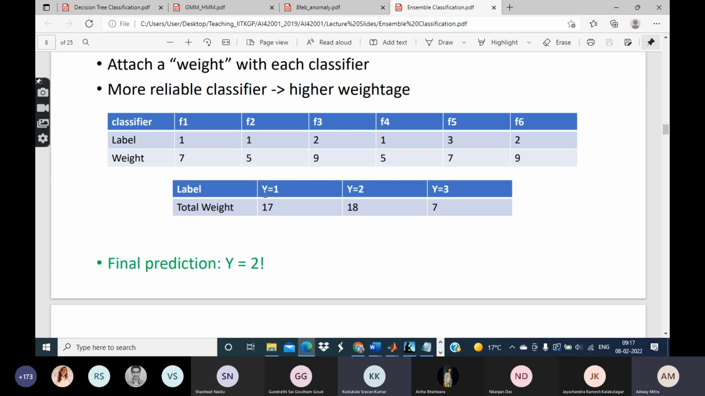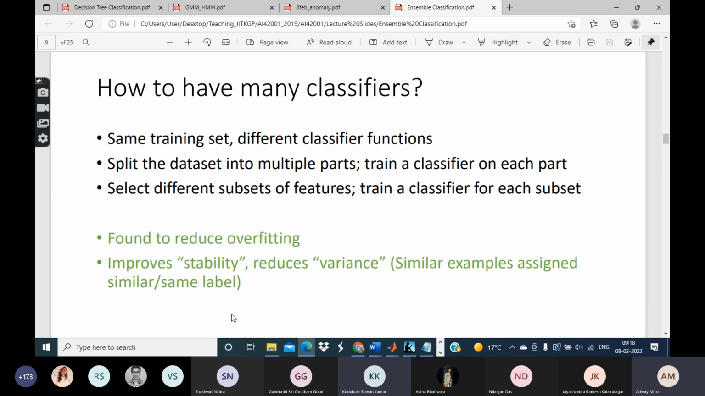So for example, for class 1, 3 classifiers have predicted class 1, but if you add up their weights, you get 70. In case of class 2, only 2 classifiers have voted for class 2, but both of them are very reliable. Both of them have 9 weightage, so their total weight adds up to 80. So even though 3 classifiers have predicted class 1 and only 2 have predicted class 2, those 2 classifiers are more reliable than the 3 taken together. So our prediction is going to be 2 if we take the weighted prediction.